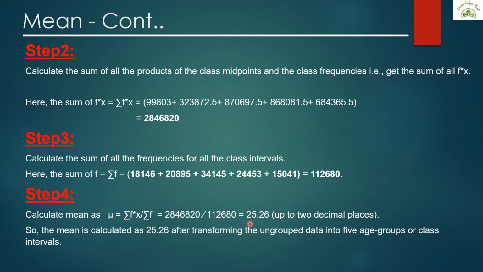This is the mean value, which we are calculated after transforming the ungrouped data into 5 age groups or class intervals. Initially we were provided a set of ungrouped data, then we transformed it into class intervals, 5 age groups, and then gradually, in a step-by-step process, we learned how to calculate the mean of that group data, consisting of the 5 age groups or class intervals.